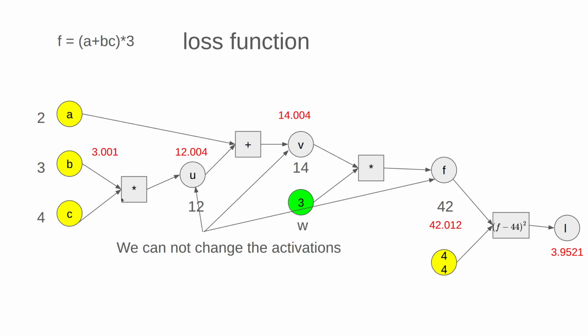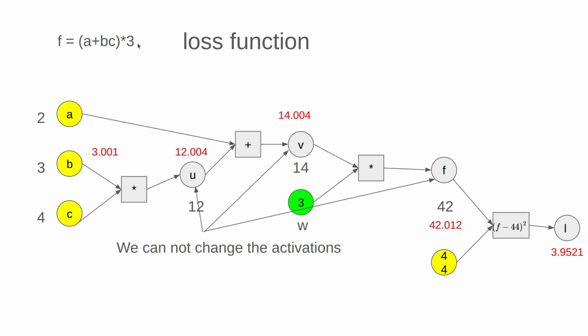But what we can change is something which is not the output of a function. For example, the 3 here. 3 is an input as well. It has no connected functions. So it will be an input of the function, but it will not be an output of the function. So it's free for us to change the value of 3.